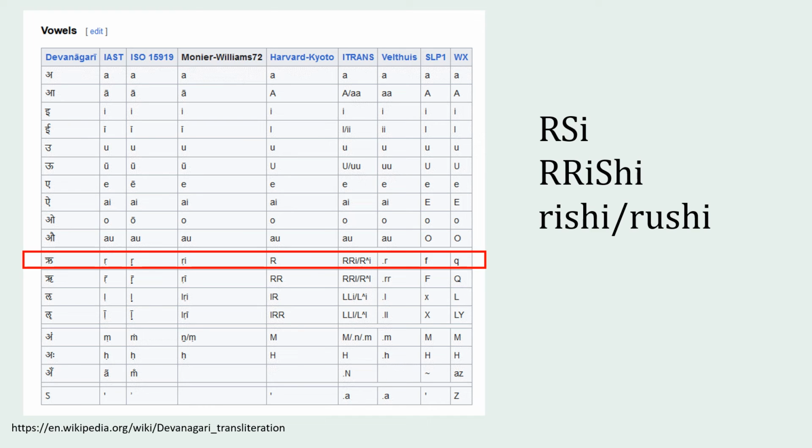So if you follow the Harvard Kyoto system for this Rushi, the first one here, for Ru the symbol is uppercase R, for Shi the symbol is uppercase S, and for I the symbol is i. So if you want to write Rushi, it should be written like this: capital R, capital S, and small i. Now, if you are following the iTrans system, then you can use RRI like this and SHI to write the same thing, Rishi.